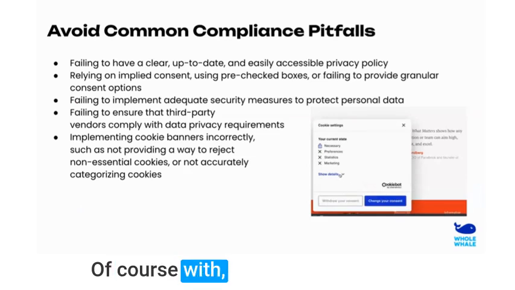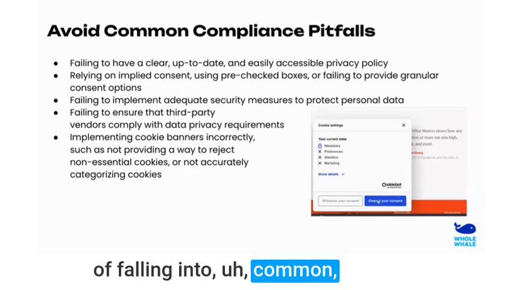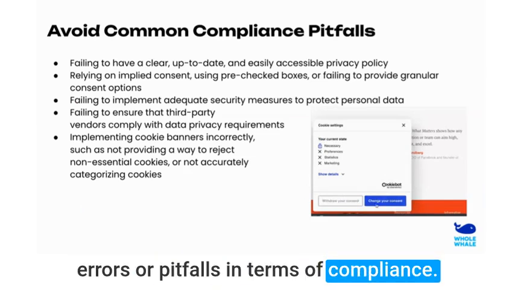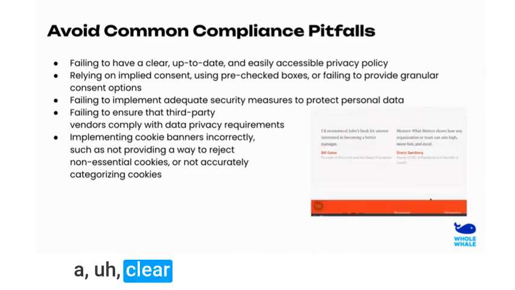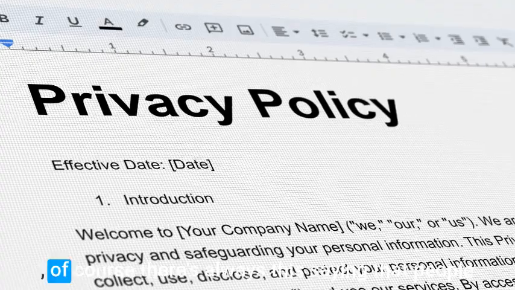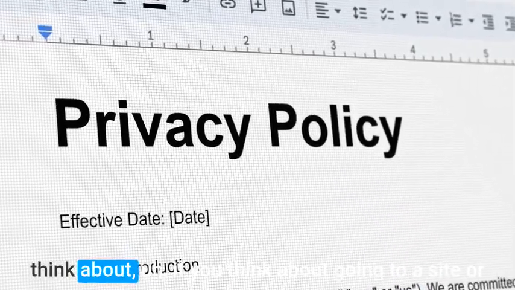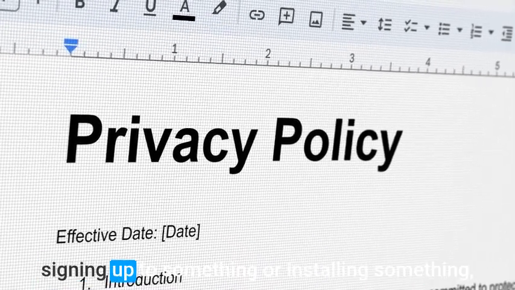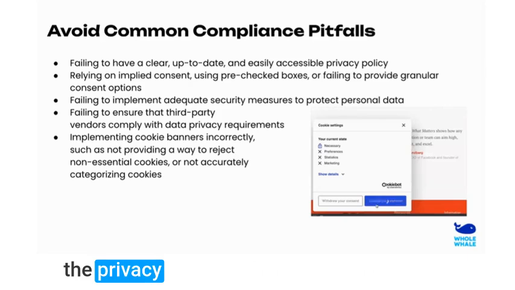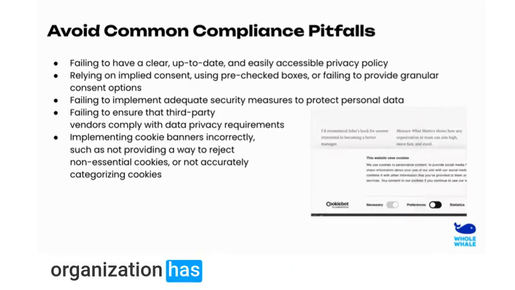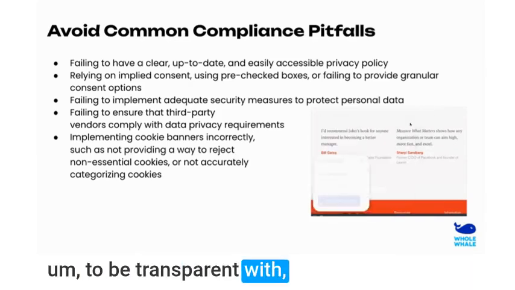Of course, with any technical configuration, there is always the chance of falling into common errors or pitfalls in terms of compliance, and we've listed some of those here. These include, for example, failing to have a clear and accessible privacy policy. Of course, there is always the saying that people don't usually read the privacy policy, but if you think about going to a site or signing up to something or installing something, there's a bit of reassurance knowing that the privacy policy is there, knowing that the organization has thought to include all of this to be transparent with their requirements.